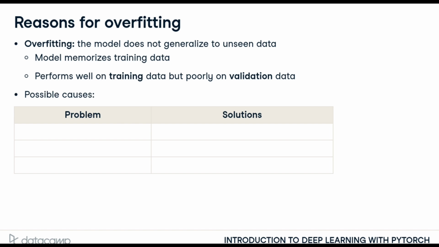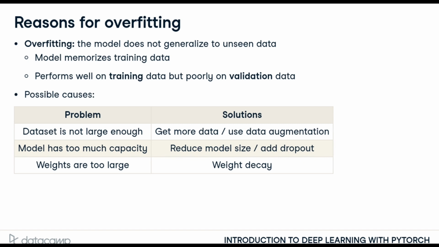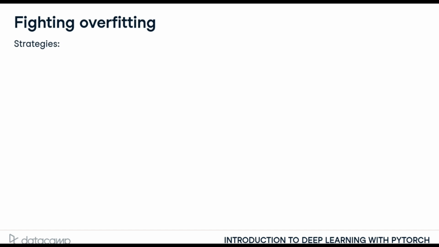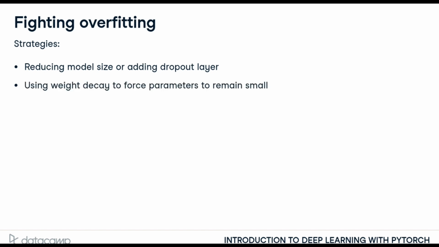Several factors can lead to overfitting: a small dataset, a model with too much capacity, or large values of weights. To counter overfitting, we can reduce the model size or add a new type of layer called dropout. We can also use weight decay to force the parameters to remain small. We can get more data or use data augmentation.